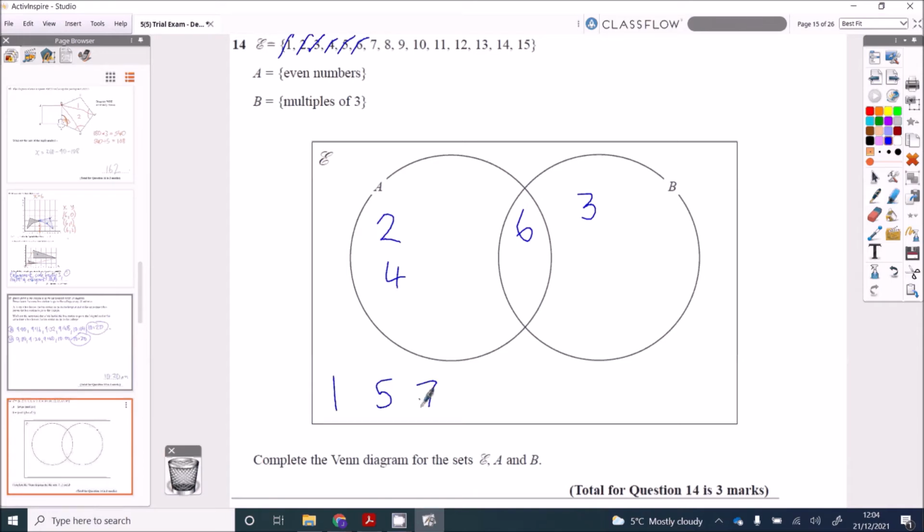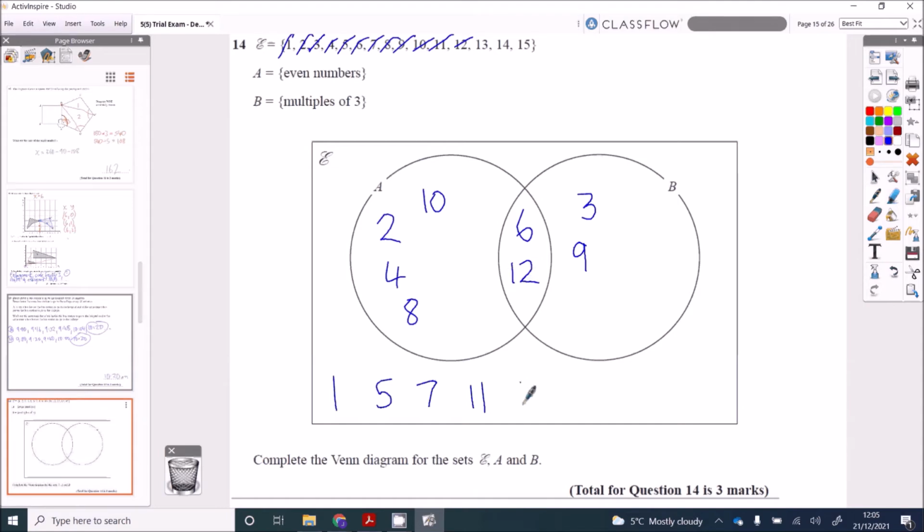7 is neither. 8 is even. 9 is a multiple of 3, but it's not even. 10 is even. 11 is neither. Now 12 is even and a multiple of 3. So basically anything which is in the 6 times table will go in the middle.